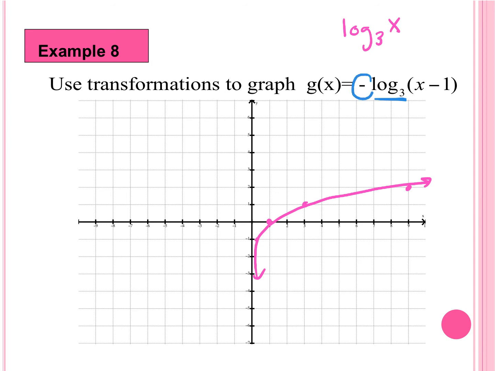So what does this negative do to my graph? Reflection on the x-axis. My x-axis is this one here. I'm going to treat that as my mirror. So whatever's on top is now below, and whatever's below goes on top. This point stays the same. My point below now goes above, my point above goes below, and that other point above goes below. So I just mirrored it along the x-axis, and then it looks like that.